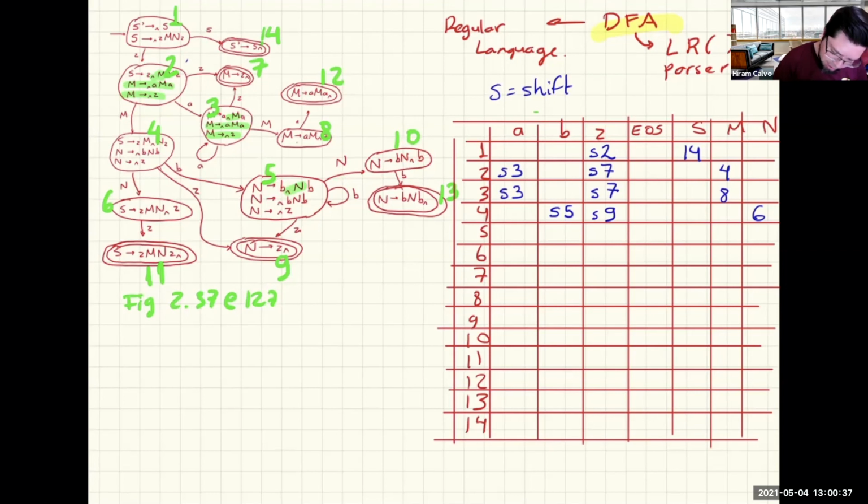In state number 5, if we have an N, we move to number 10. If we have a B, we shift and stay at 5. And finally, with a Z, we shift and move to number 9. And finally, for this set, if we are on state 6, if we have a Z, then we shift and move to number 11. And that's it. There are no more outputs.